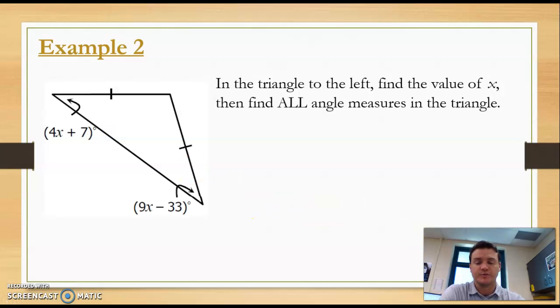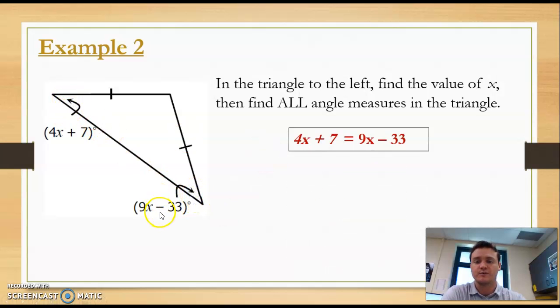All right, example 2 here says, in the triangle to the left, find the value of x, then find all the angle measures in the triangle. So we notice that these sides are congruent right here, and because the sides are congruent, it means that the angles opposite those sides are congruent. So set those angles equal to each other, and then we're just solving for x here. So we would subtract 4x, add 33.